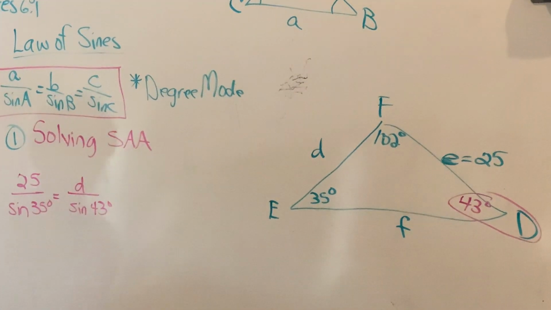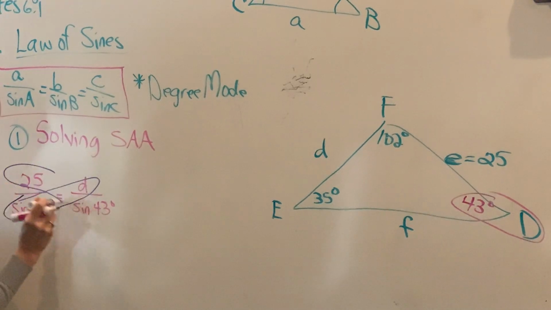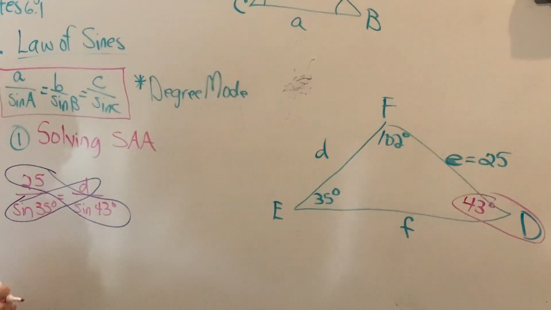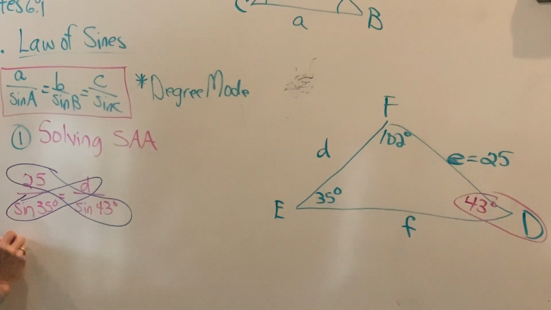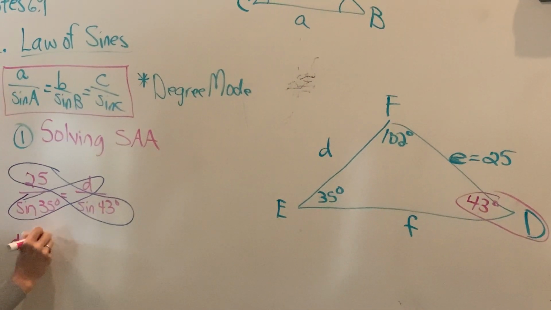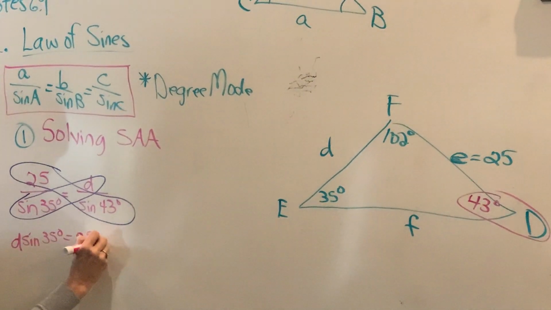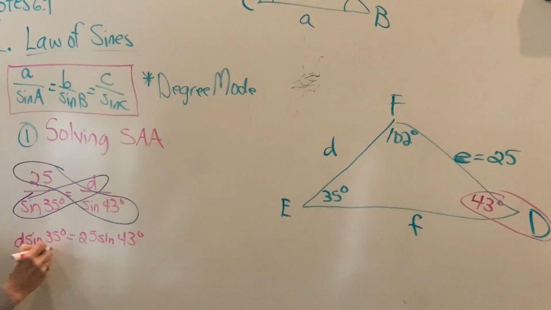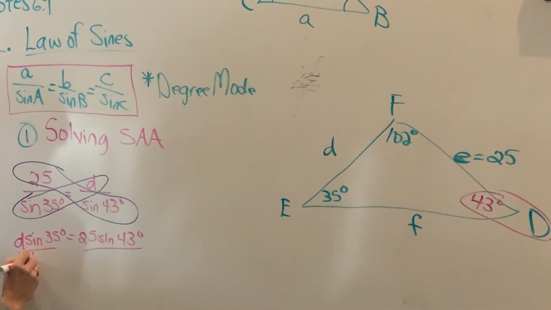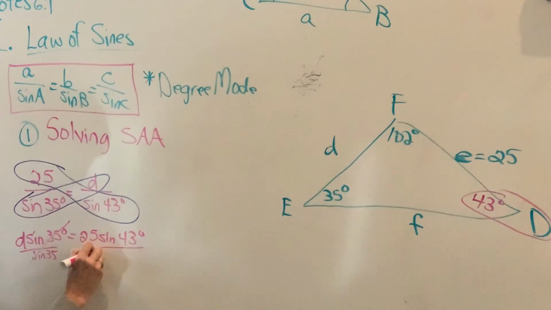All right, so once again, we're going to do cross products. Or you can solve it however you want to solve it. To me, that's the easiest. All right, so D sine of 35 degrees equals 25 sine of 43 degrees. Divide both sides by the sine of 35 degrees. Gone.